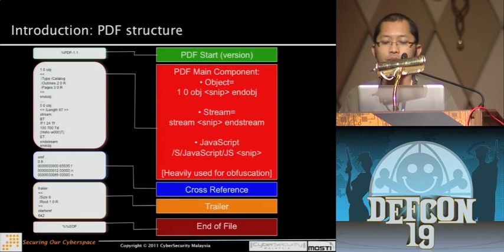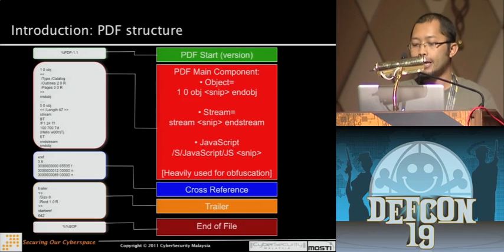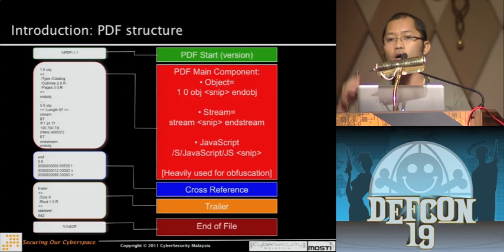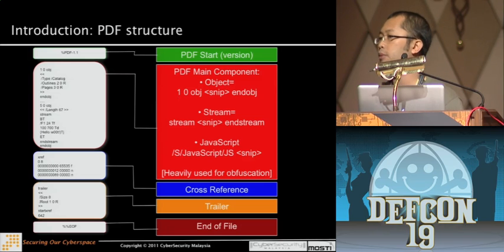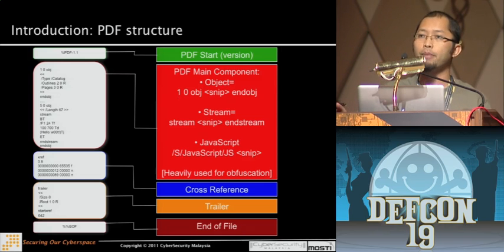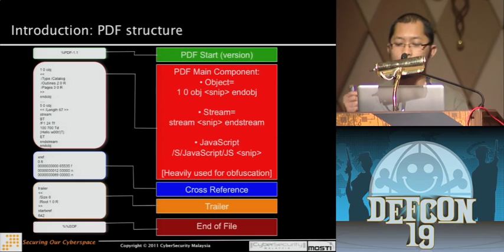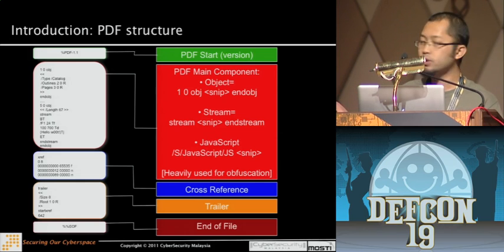Of course, another major component inside here is the JavaScript. On the yellow box you have the cross-reference table, which defines the offset of each object. And the last one, you have the trailer. The trailer has one major component called /Root. /Root gives you the entry point where your PDF will start when you open it. And the last one, also interesting, is the end of file marker, which represents the end of the PDF.